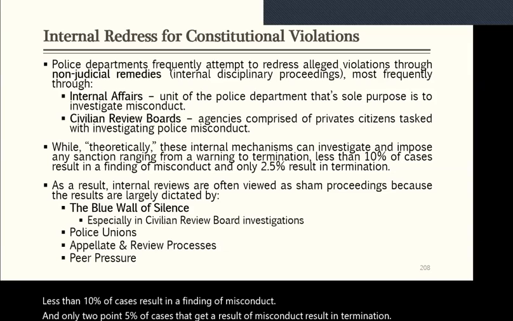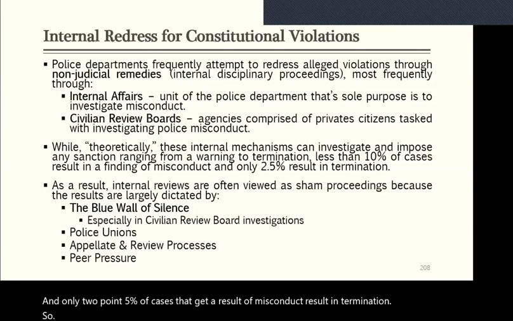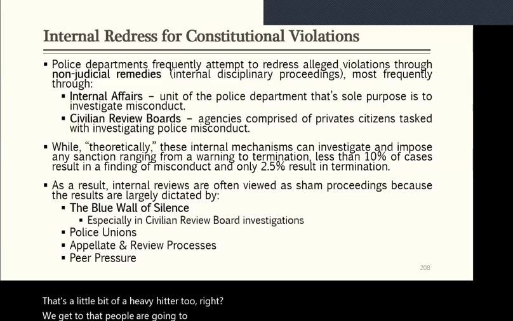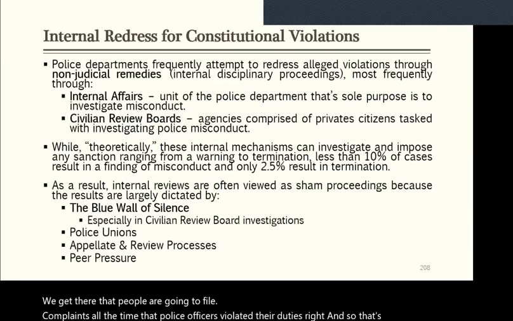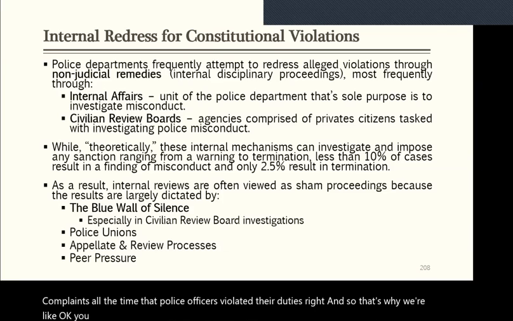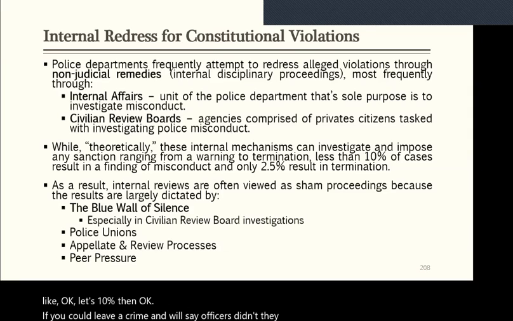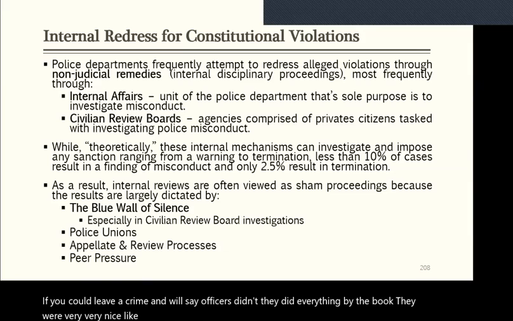So that's a bit of a heavy hitter too, right? We get that people are going to file complaints all the time that police officers violated their duties, right? And so that's why we're like, okay, less than 10%, and then okay, if you're guilty of a crime, and let's say officers did everything by the book, they were very, very nice, they even took you out to dinner. Who knows, right?